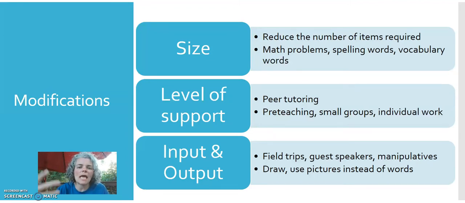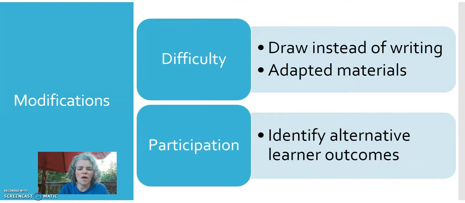Output. Think about, again, remember that example about writing the multiple paragraphs. Can they draw, use pictures instead of words, etc. Lots of different ways to modify. Think about difficulty. Can they draw instead of writing, which we just talked about, but also adapted materials, which I'm going to show you some examples of adapted reading materials. Basically what that means is that we take what the general ed class is doing and we find a way to make it accessible.